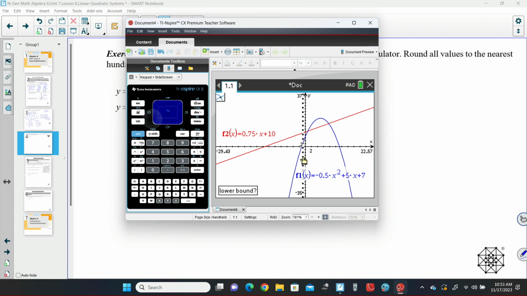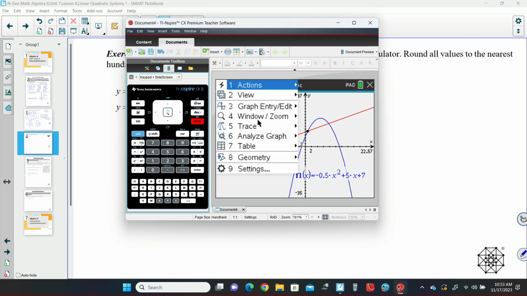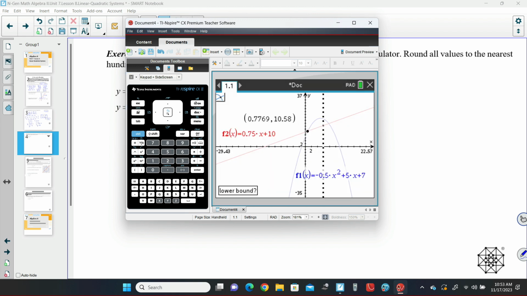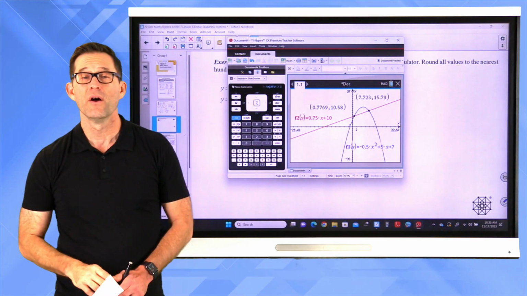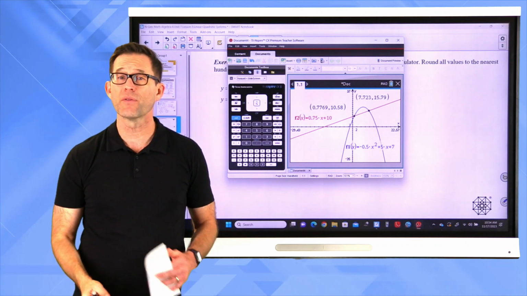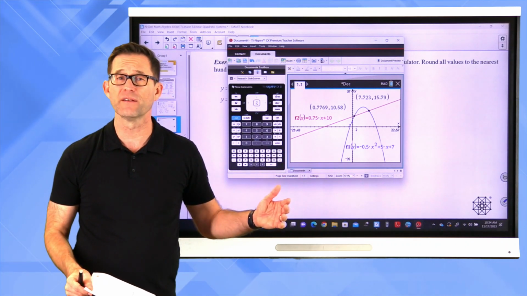So we're going to do our lower bound, do something like that. Go over like this. I hope it doesn't zoom out again on me. I mean, how long was it going to do that? Just carry that setting forever? Anyway, analyze graph intersection. We're already to the left of it, so I'll hit enter, move it to the right, enter, enter. And there we go. So we've got our two intersection points, right? It says round to the nearest hundredth, so we can round those appropriately to the nearest hundredth.